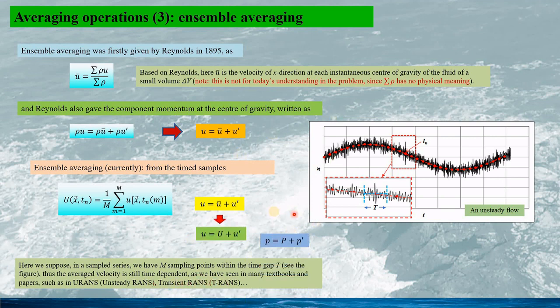Following Wilcox's book, in this talk, I will use capital U and capital P for the mean velocity and pressure, and U prime, P prime for the fluctuating velocity and pressure.